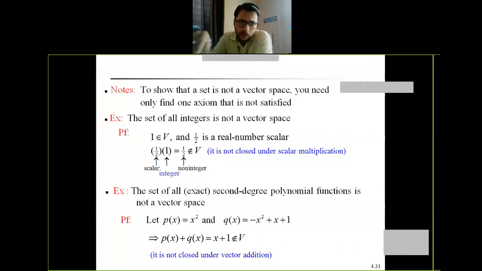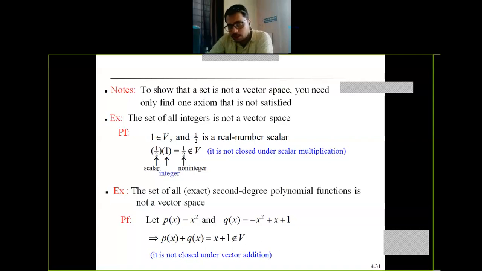Okay, for example, on your screen, the set of all integers is not a vector space. Why is it not a vector space? Obviously, the addition of two integers will be an integer only. Okay, that we have seen in childhood mathematics. So if the given set is the set of all integers, the addition operation is getting satisfied. Are you getting this? Okay, but if we check the scalar multiplication operation, let's take any integer.